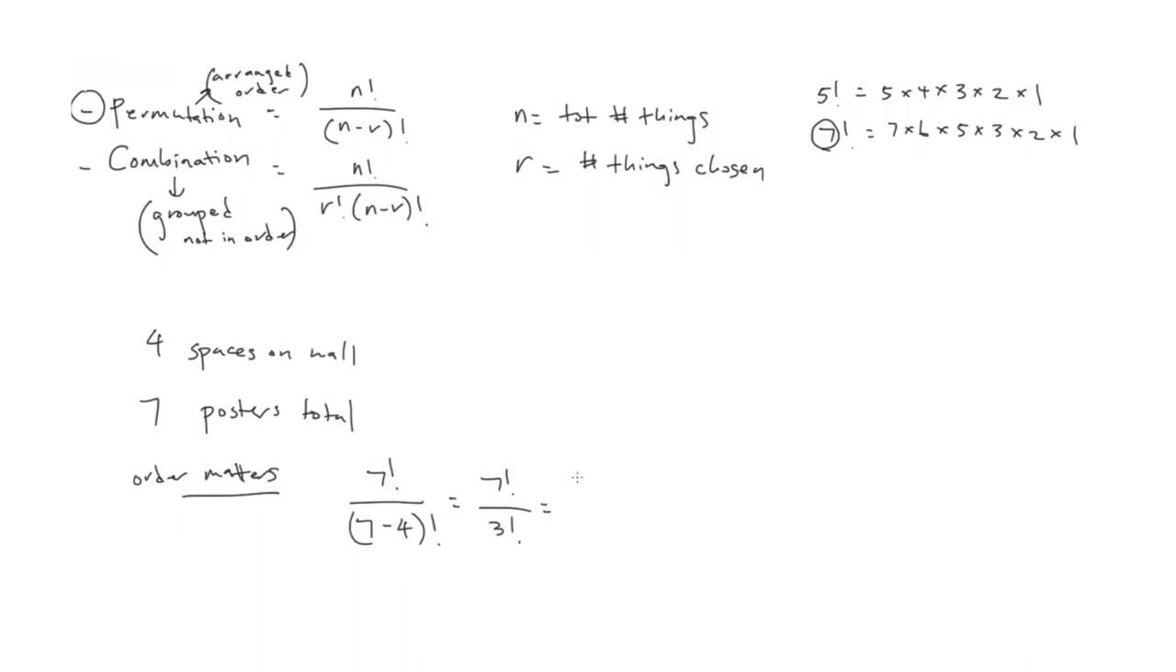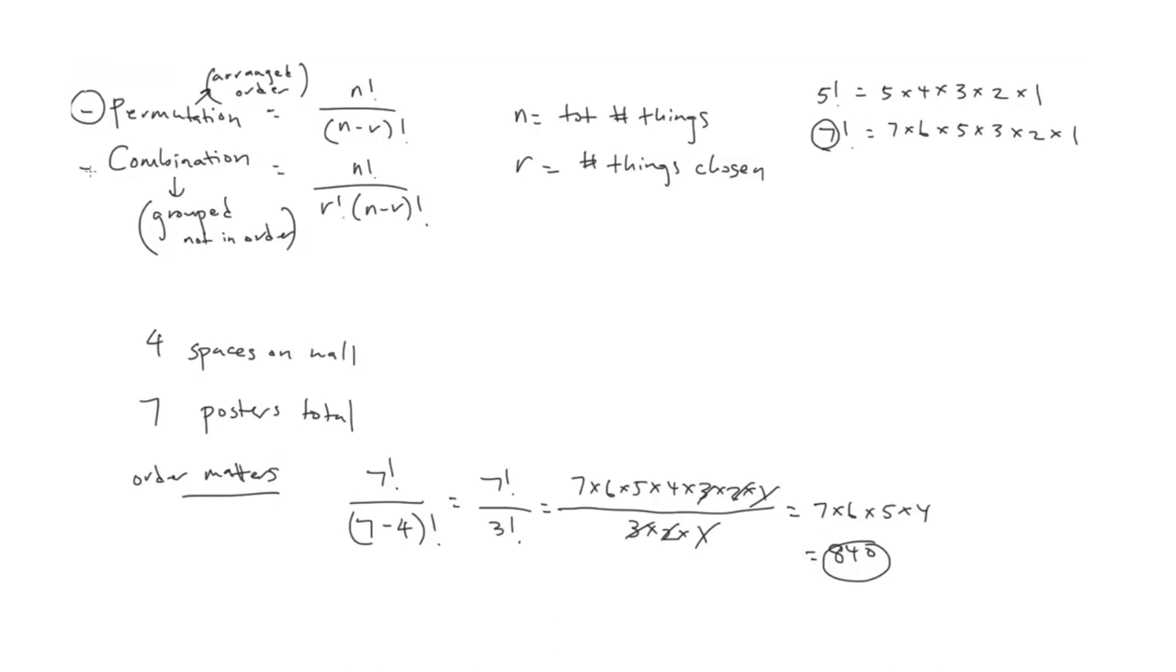So this would be 7 times 6 times 5 times 4 times 3 times 2 times 1. And that would be divided by 3 times 2 times 1. These would cancel out nicely, and we're left with 7 times 6 times 5 times 4. And if we wanted an actual answer for that, that would be 840. Which is quite a bit, right? That means we have 840 different total ways to put 7 posters on the wall if we only had 4 spaces or 4 different choices to put up.